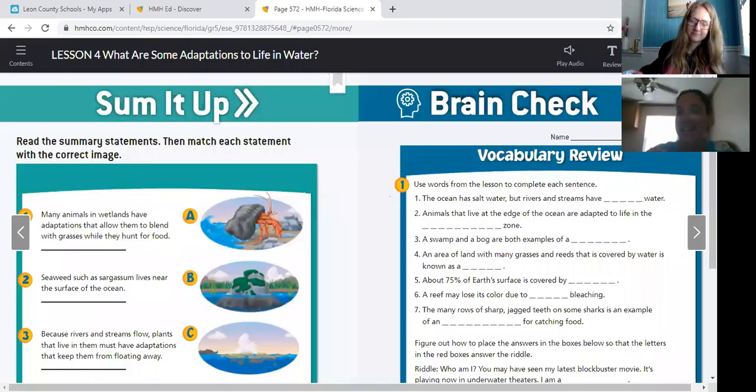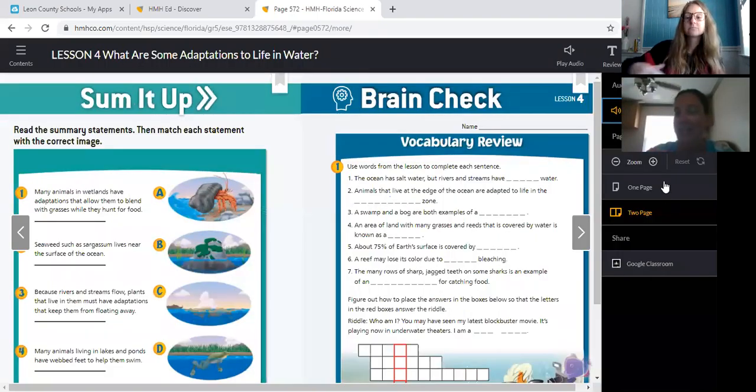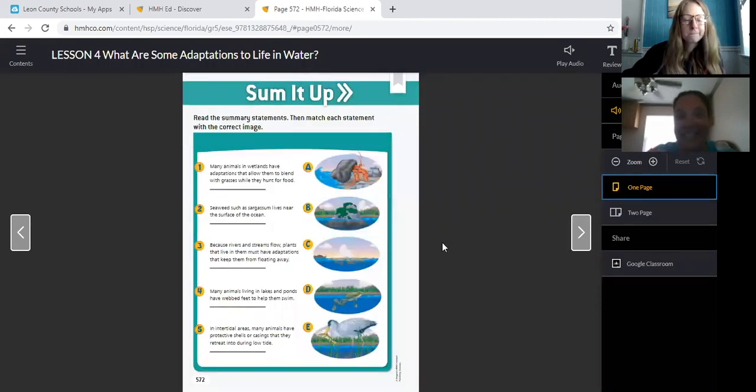All right. So before we talk to you about your brain check, we are together going to do this Sum It Up. So let me turn my annotate on again. All right, here we go. I'll do one and you'll do the next, Miss Lamb.